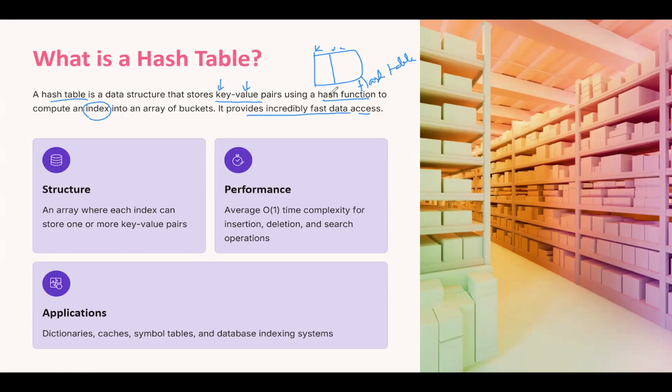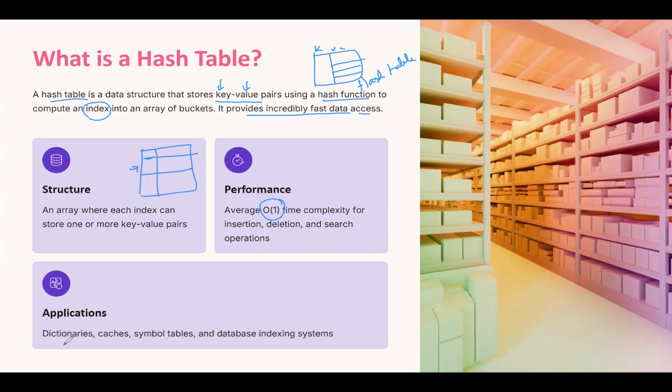With the help of these keys or indices, we will be able to access the data. The structure of the table is an array where each index can store one or more key value pairs. As for performance, once again, it is going to be order of one time complexity for insertion, deletion, as well as search. If you want to insert, you know exactly where you need to insert. If you delete, also you know where exactly that particular value is present. And even if you are searching, you know where it is present. So it is always going to be order of one.